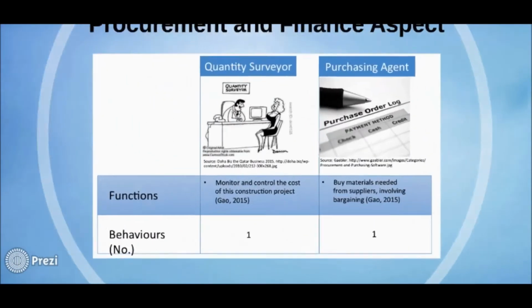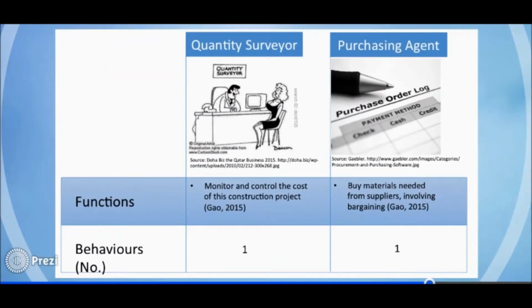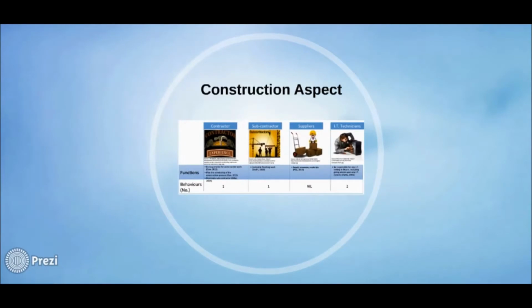For the procurement and finance aspect, there are 2 stakeholders, the quantity surveyor and the purchasing agent. The function of the quantity surveyor is to monitor and control the cost of this construction project. The behavior of the quantity surveyor is 1. The function of the purchasing agent is to buy materials needed from the suppliers, including some bargaining process, and the behavior of it is 1.